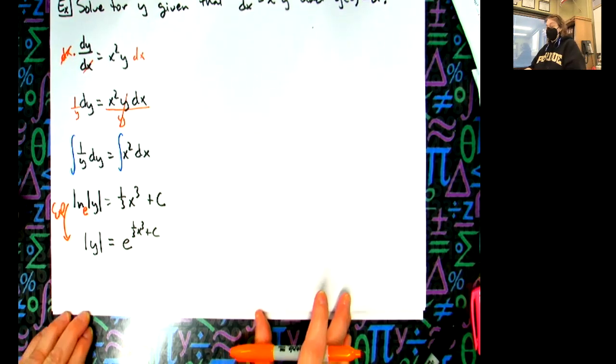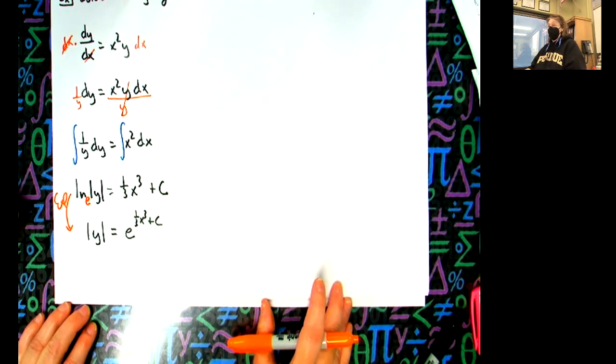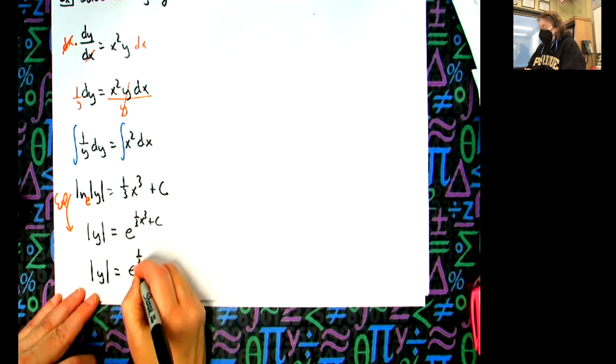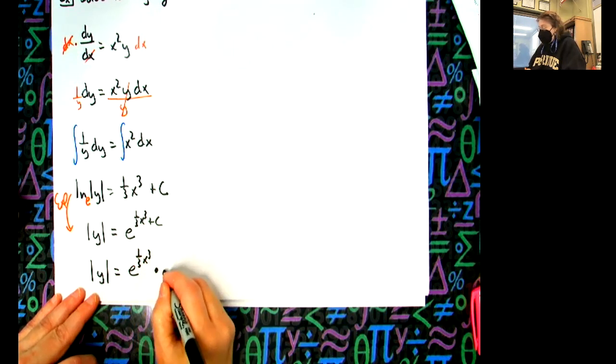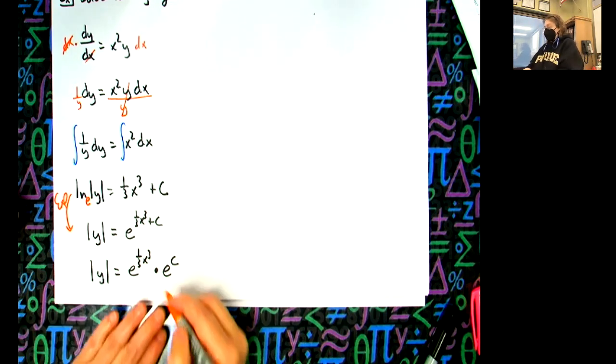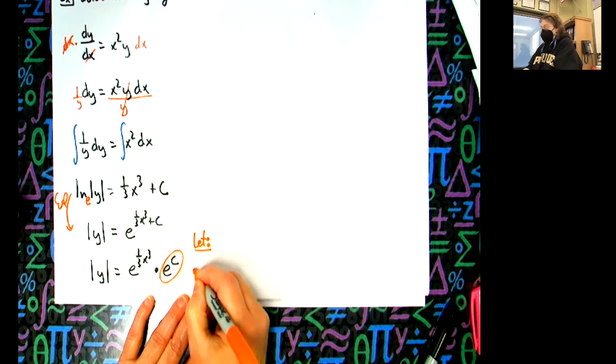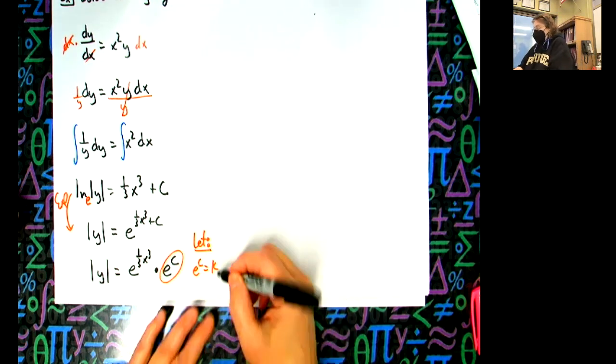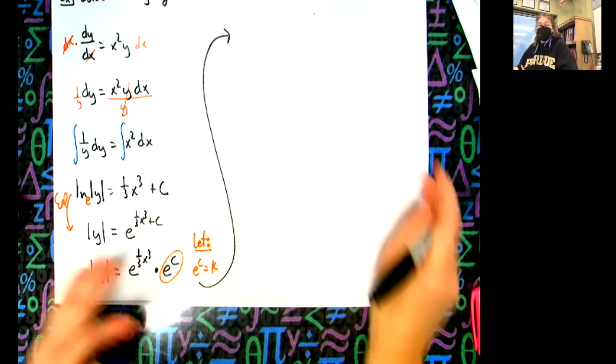After we do exponential form, we undo the laws of exponents, right? So then this becomes absolute value of y equals e to the 1/3 x to the third times e to the c. And then we've got to tell somebody that we are going to let e to the c equal k. That has to happen because you can't all of a sudden just randomly throw a k in the problem because they're going to look at you like you're crazy. Where did the k come from? Okay.